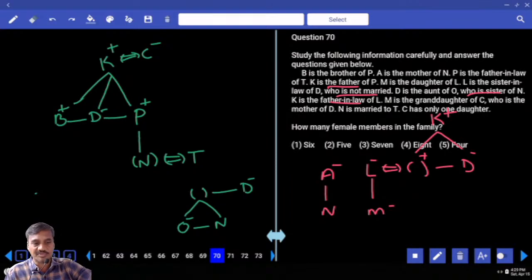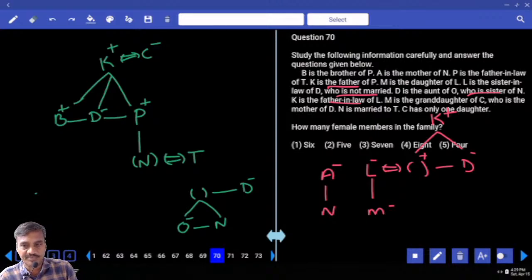Then what is the other information we have? L's child is M. L's daughter is M. As L's daughter is M, now tell me where should this L be? Now L should be married to whom?